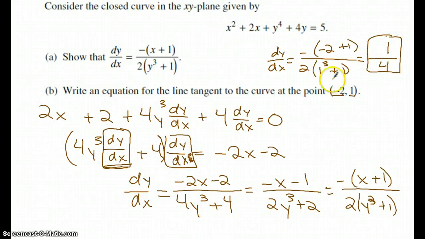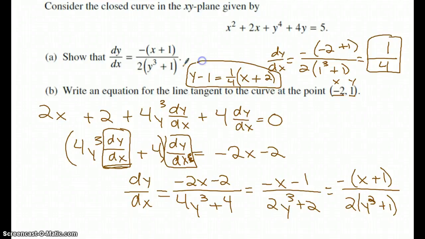We know that our x value is negative 2. Our y value is 1. In point-slope form, that is going to be y minus 1 equals 1/4 times x plus 2. Plus, because it's x minus x0, so minus a negative number, we have x plus 2. So that should be the equation of our tangent line to the curve. Okay.